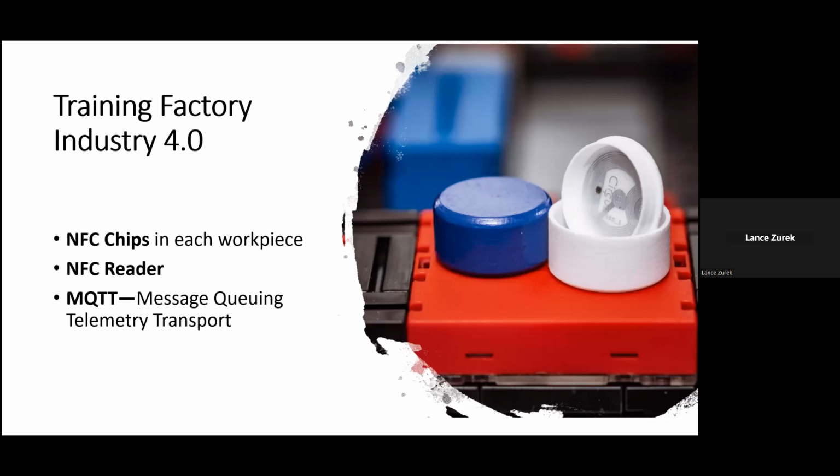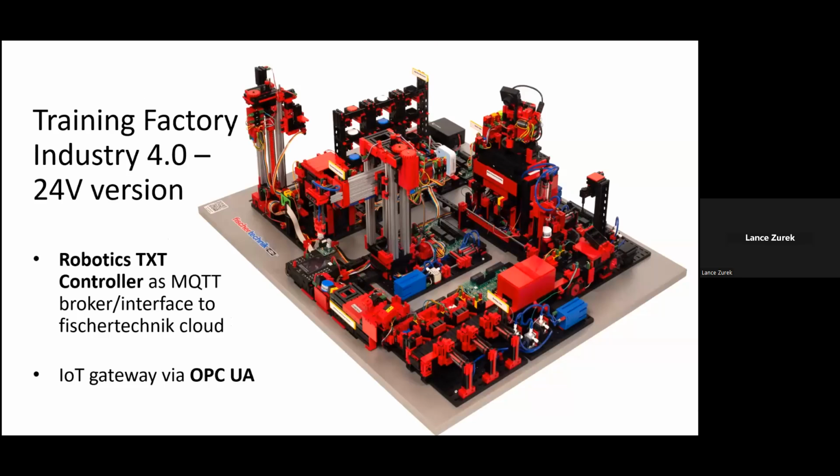Now, as there are two variations of this model, let's go over what makes them different aside from the voltage requirements. We'll begin by focusing on the 24-volt version and what makes it unique. First, it is a bit of a hybrid in that while requiring a PLC for operation and control, it does also incorporate one fischertechnik Robotics TXT controller. Now, in this case, the TXT controller serves as the MQTT broker and interface to the fischertechnik cloud. Communication between the PLC and the TXT controller is carried out using an IoT gateway via OPC UA.